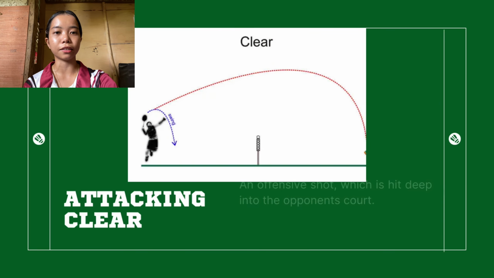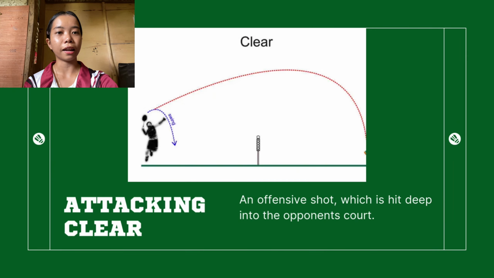Next is the attacking clear. In badminton, an attacking clear or attacking lob is a strategic shot used to gain an advantage by forcing your opponent to move out of position and potentially make a weak return, often played lower than a standard clear. Its purpose is to disrupt your opponent's rhythm and create opportunities for an attack.